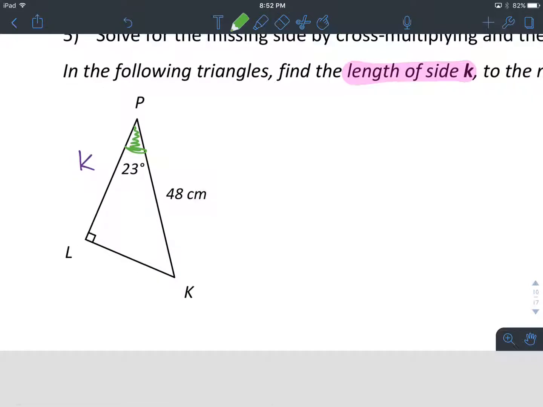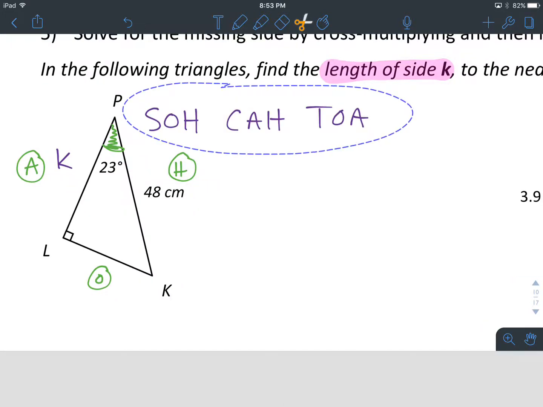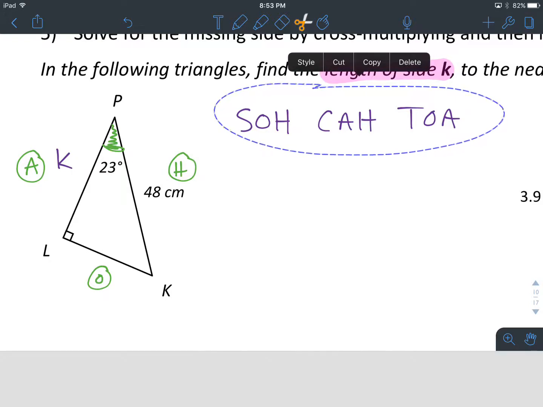The next thing I'm going to do is label all 3 sides of my triangle with respect to my reference angle. So this is my hypotenuse over here, this is my opposite, and this will be my adjacent side. So I've got all 3 sides labeled. The next thing I'm going to do is determine which trig ratio I want to use. And I'm going to write out SOHCAHTOA for this one, just so I can have it here.